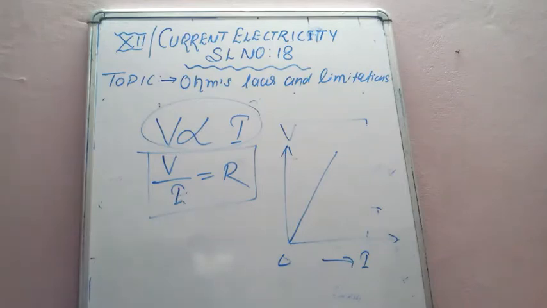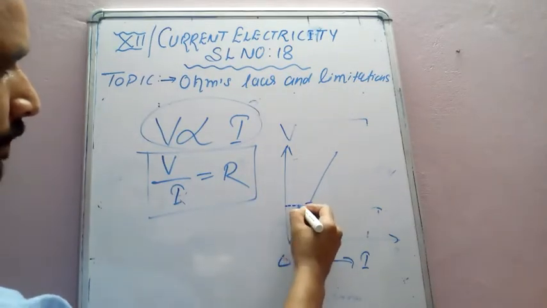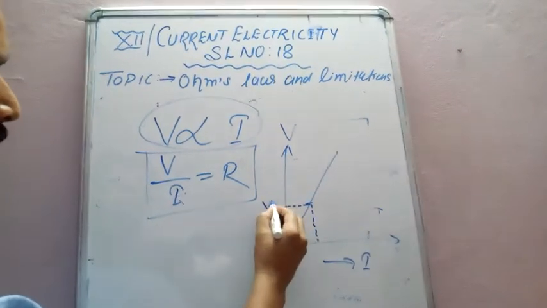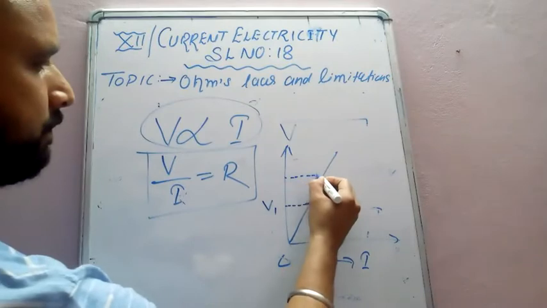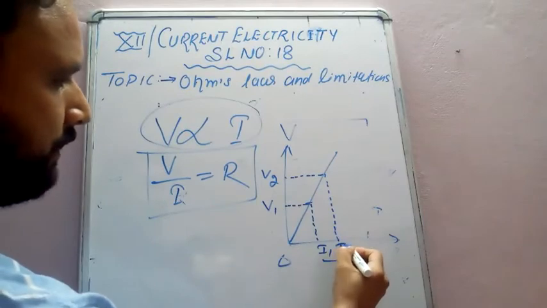Now from this graph, how can we find out the resistance? We can take the slope of this graph. Slope is nothing but, suppose we are taking 2 points. This is the first condition: suppose this is V1 and this is I1. Similarly, this is V2 and this is I2.